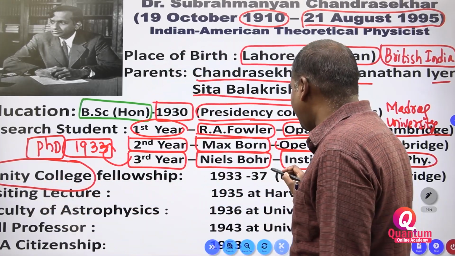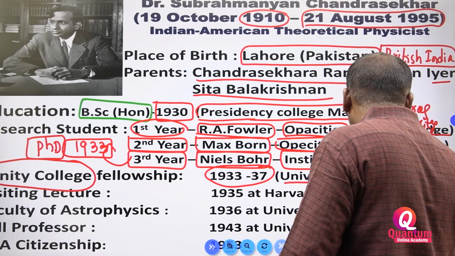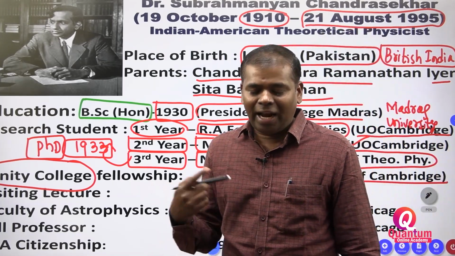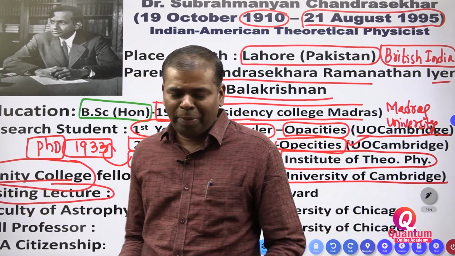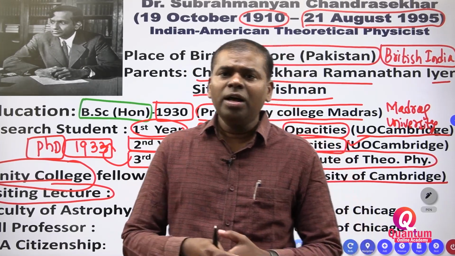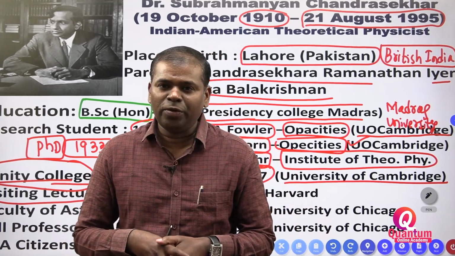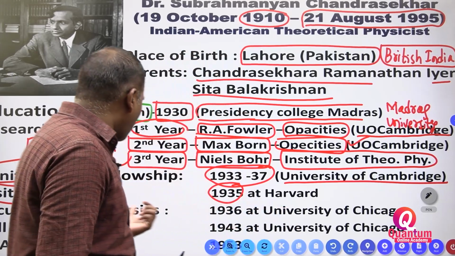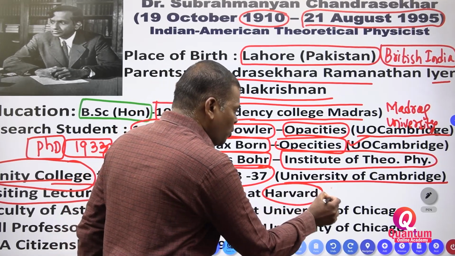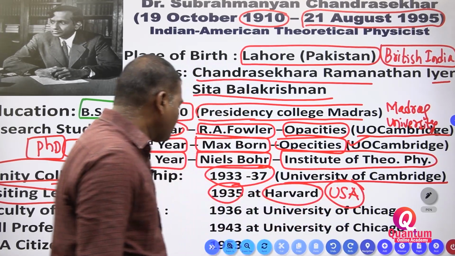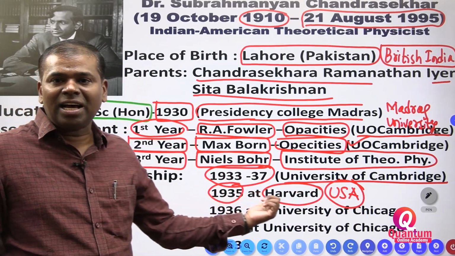He got the fellowship for 1933 to 37. But he didn't stay at the University of Cambridge only. In 1935, he was called for a visiting lecture. Our research students, professors and guides also go and give visiting lectures at conference time. So he was invited by Harvard University, which is located in the United States of America. In 1935, he went there and gave a visiting lecture on stars.